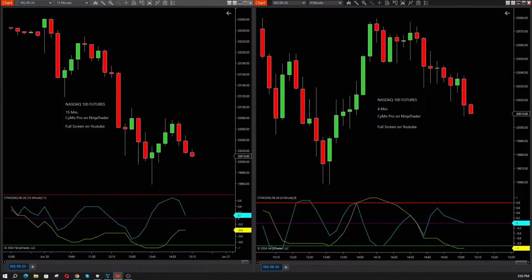It wouldn't surprise me if this hit the 480 mark again in the Qs, because that's where you've got a lot of put option support right there. So there you go.